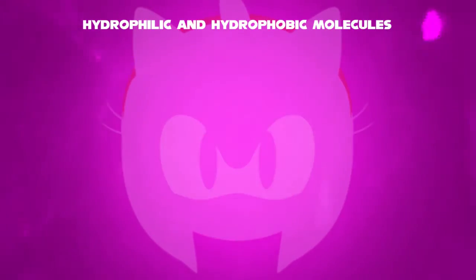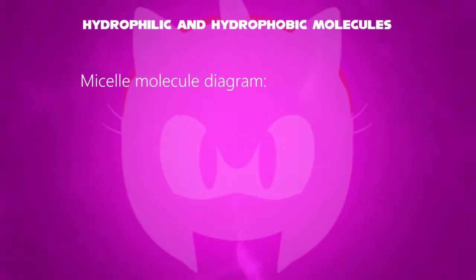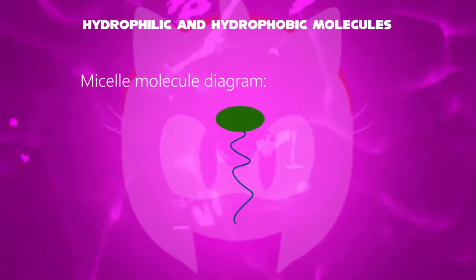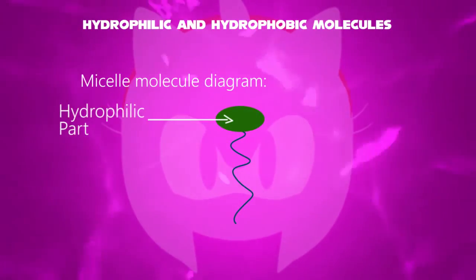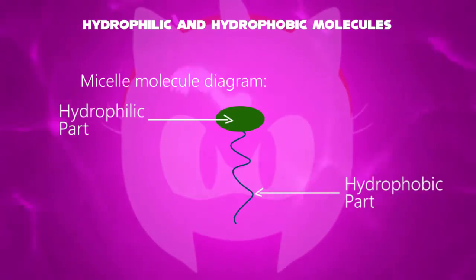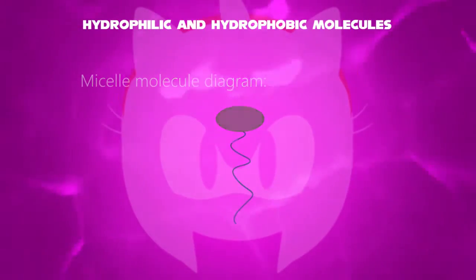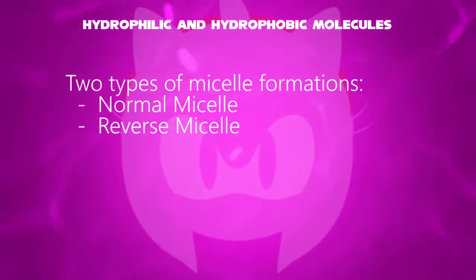The diagram helps you in better understanding. Each micelle has two parts. One is the head, the hydrophilic part, and the other is the tail, the hydrophobic part. Take a look at the two types of micelles, including normal and reverse micelle.